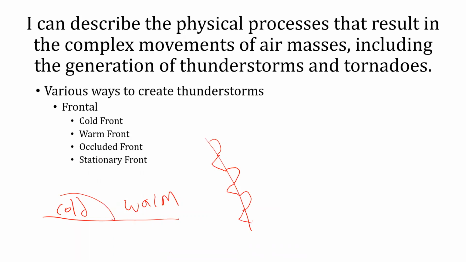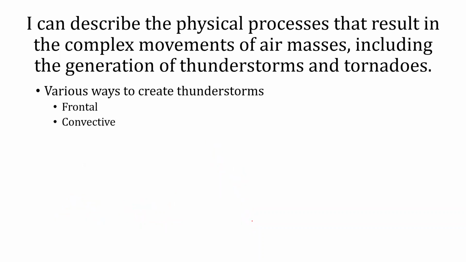Okay, so those are all of our fronts. They all lead to bad weather. The stationary front can lead to just days of gray drizzle. The warm front can lead to gray days and drizzle. The occluded and the cold front are more likely to maybe have some storms, with the cold front being most associated with thunderstorms. Okay, but that's only one way that we can make a thunderstorm.